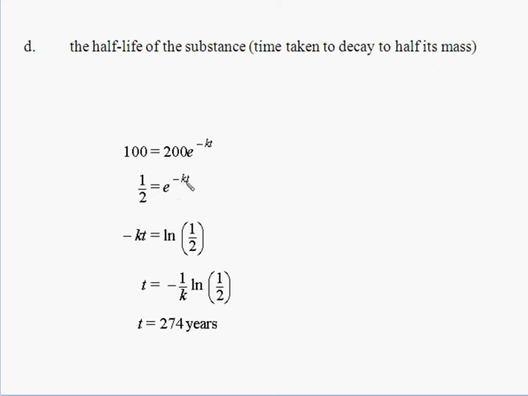Well, again, we do our definition of our logarithm. So the minus 1 on k, natural log of a half. So remember, we've had the value of k all the way through, substitute that in, and we get 274 years approximately.